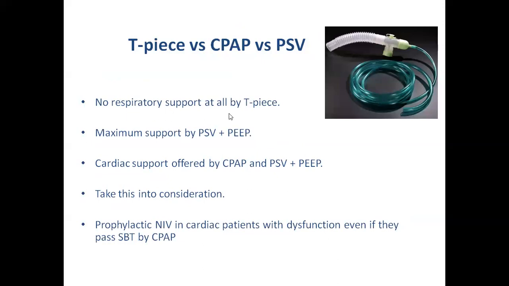So there is no respiratory support by TPs. Maximum support is by PSV, CPAP. When you are extubating on higher PSV, you need to support them. You need to support them by NIV. We cannot take away them. So only on TPs and a little bit of CPAP, you can extubate them directly to Gumail.